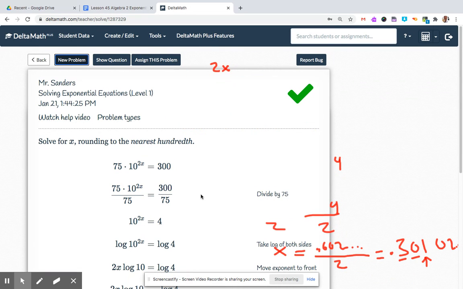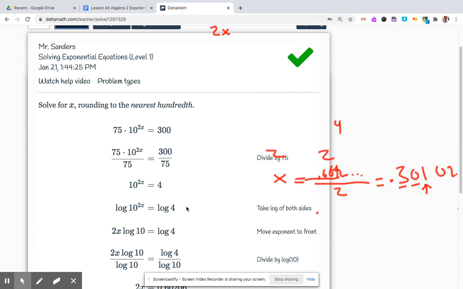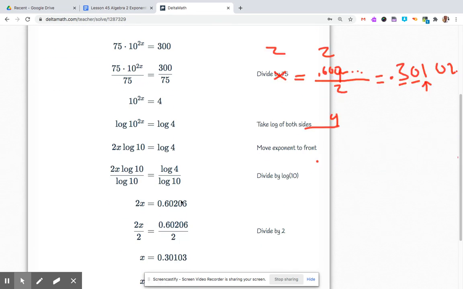Okay. And now they're doing it like, or I'm doing it like them. Okay, good.